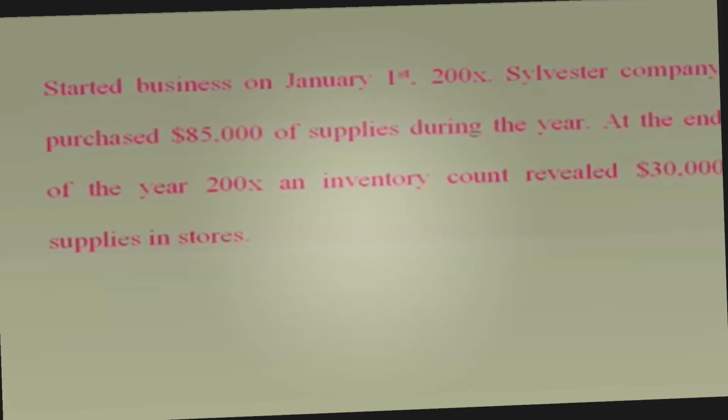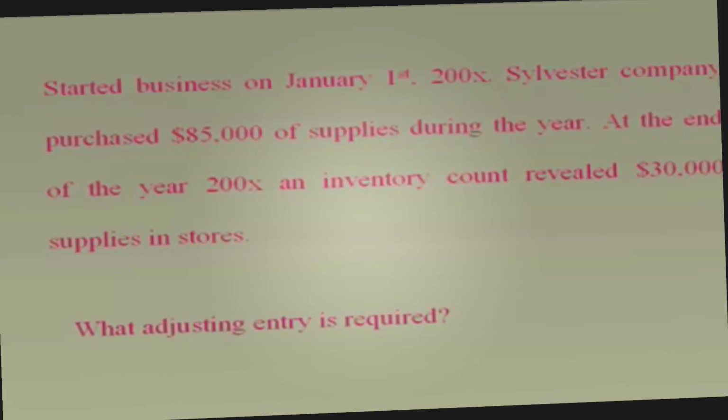I want you to spend a minute and read this question. Sylvester Company purchased 85,000 of supplies inventory during the year. At the end of the year, an inventory count revealed 30,000. Now, you have to do an adjusting entry because you don't have 85,000 anymore. When you find 30,000 left over, that means 55,000 has been used up. So supplies has to go down by 55,000. Supplies is an asset. When it gets used up, it gets converted to an expense.